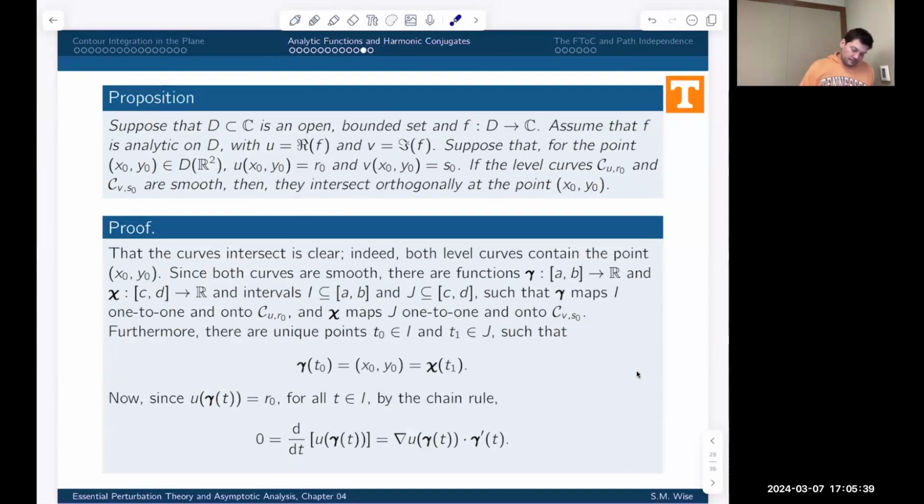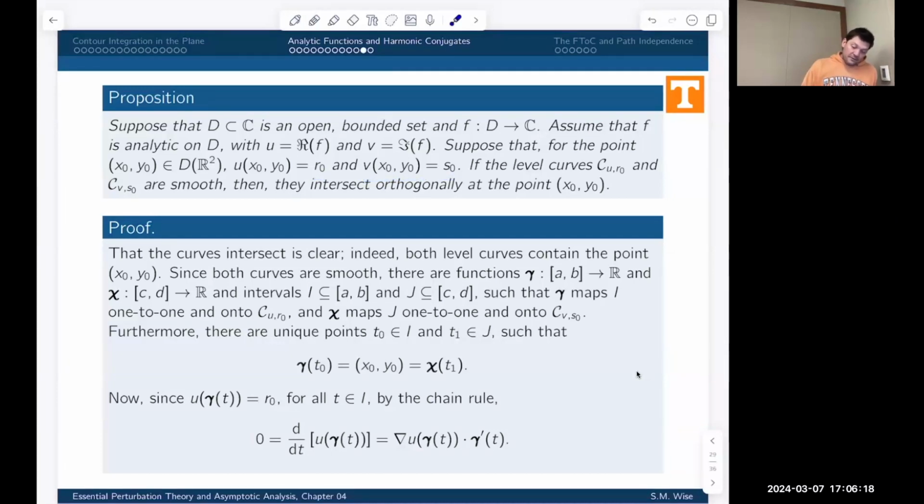Okay. So this is the proof that those level curves of the harmonic conjugates are orthogonal to each other. And again, it seems like we just use Cauchy-Riemann over and over again. All right, suppose I have a function that's analytic in D with these real and imaginary parts U and V. Suppose that for the point x naught, y naught in D, we have u of x naught, y naught equal to r naught, and v of x naught, y naught equal to s naught.